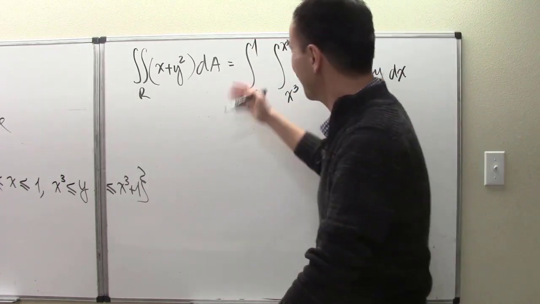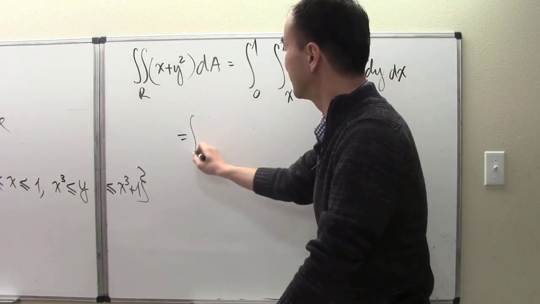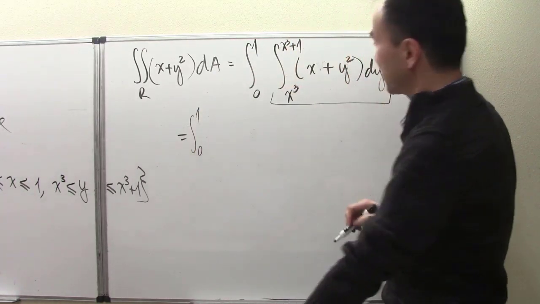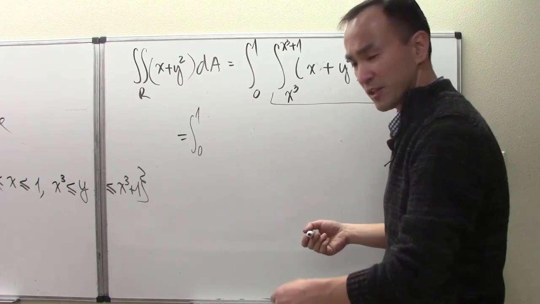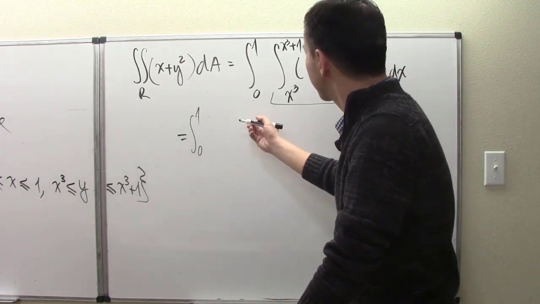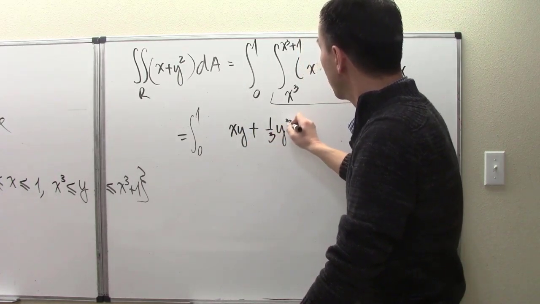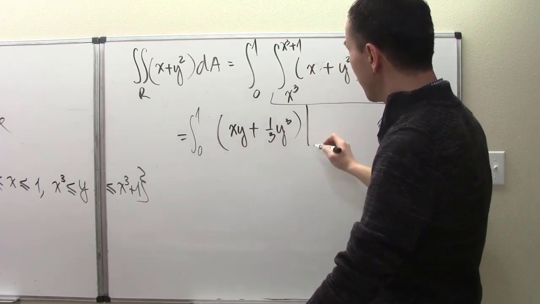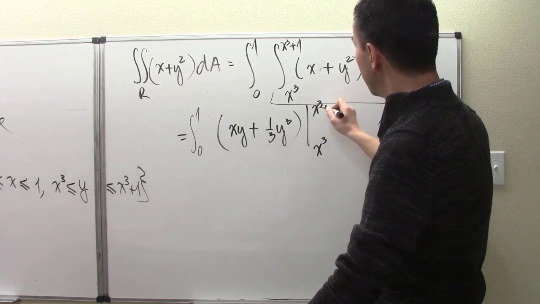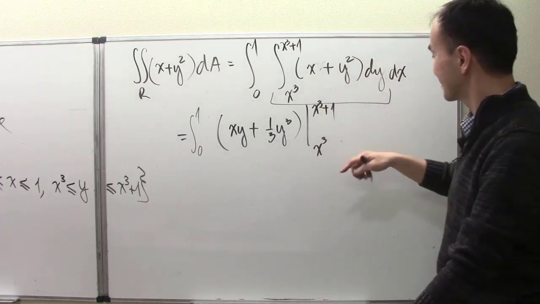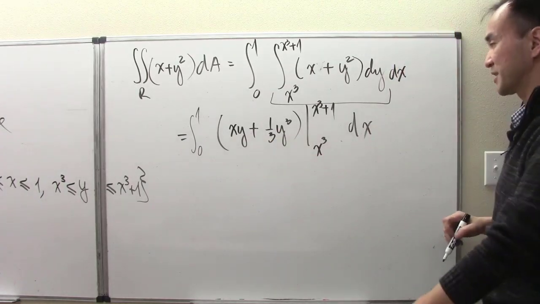And so now, once we have successfully set up our iterated integral, we can proceed further. The inner one needs to be taken care of first, and we treat that as just any ordinary integral that we've done from calculus 2. So here I'm looking at xy plus 1/3 y cubed. And then I'm going to be evaluating this expression from x cubed to x cubed plus 1. And then whatever comes out, I'm going to integrate with respect to x.